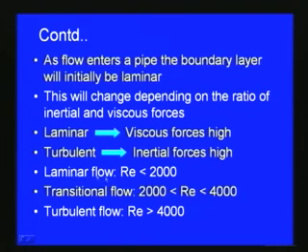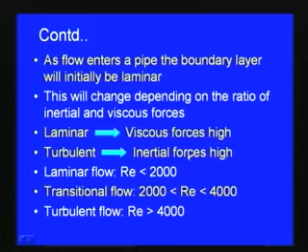So you can see that as far as pipe flow is concerned, as we discussed earlier, the flow will be laminar when the Reynolds number is less than 2000, a transitional flow regime will be between 2000 and 4000, and beyond a Reynolds number of 4000 the flow will be turbulent.